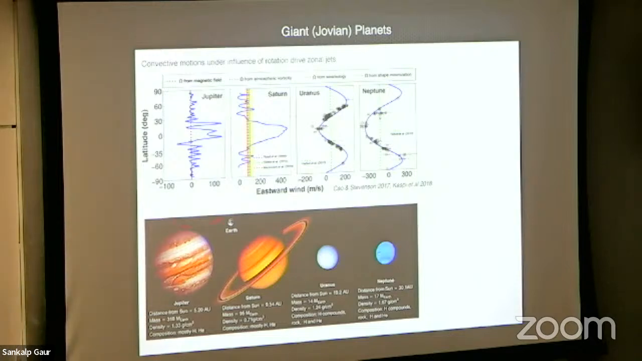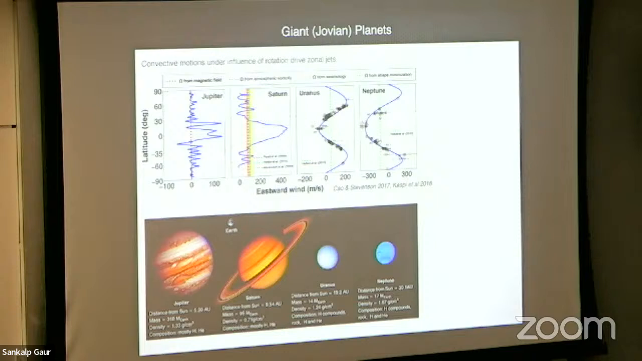You can see on the order of 100 meters per second, all of these things, and they're quite varied. If you're looking at Jupiter and Saturn, they have very strong prograde jets that alternate back, whereas the ice giants have strong retrograde jets, and that's sort of not understood. But again, it's got to be through the influence of convection and rotation if it's deep.